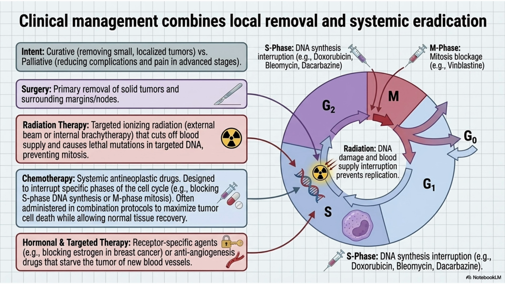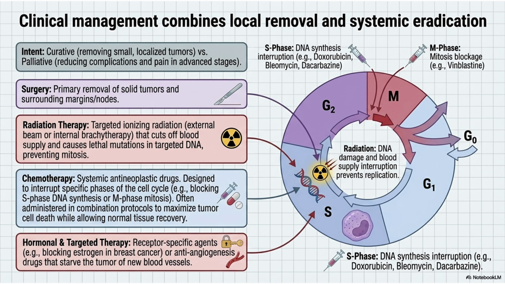Treatment combines local and systemic approaches with either curative or palliative intent. Surgery and radiation target local areas. So if the tumor has not metastasized a lot, you can use radiation to basically target that area. So radiation specifically causes lethal mutations to prevent mitosis. That's what the radiation is used for, to target the local areas.